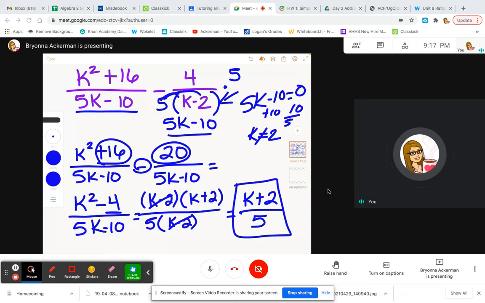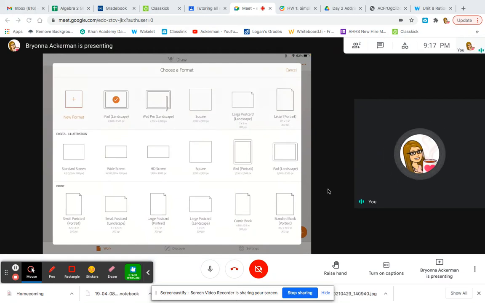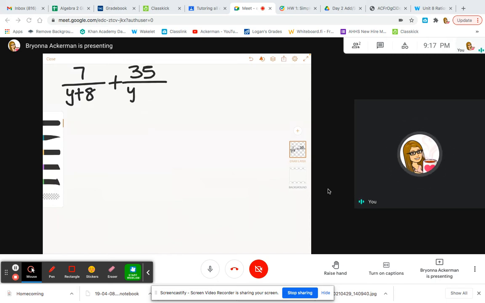Let's try one more, so we can see another one that needs a common base. I believe on the notes, this is number 10. So we have 7y plus 8, plus 35 over y squared plus 11y plus 24.